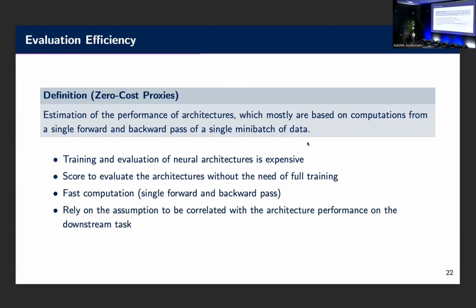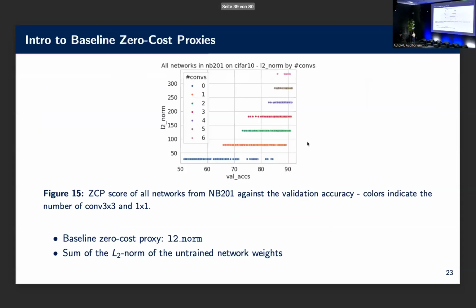But again, it relies on the assumption to be correlated with the architecture performance on the downstream task. But to give you some idea, what are zero-cost proxies actually? For example, we can use the L2 norm. The L2 norm is just the sum of the L2 norm of the untrained network weights. We can see here on the example of NAS Bench 201, having the validation accuracy on the x-axis and the zero-cost proxy score on the y-axis. So the higher the L2 norm is, the larger is also the validation accuracy.